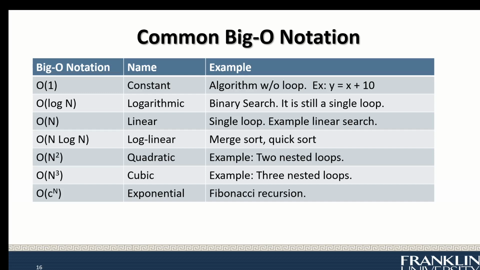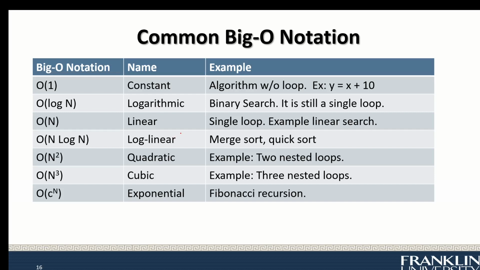So here are some common Big O notations. When we say Big O of 1, this is a constant, like a simple statement. O of log n is what we call logarithmic, like the binary search I just showed you. It's a single loop, but inside the loop, the number of iterations keeps getting cut in half and half and half. O of n is linear, similar to the linear search. And you can see the difference between these two already, comparing linear search to binary search.